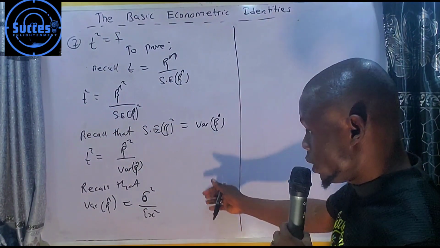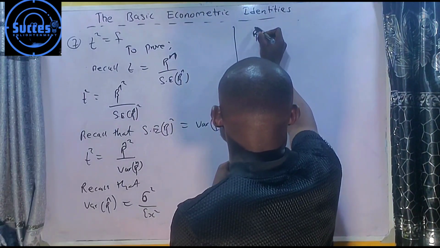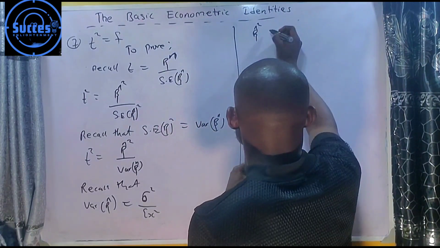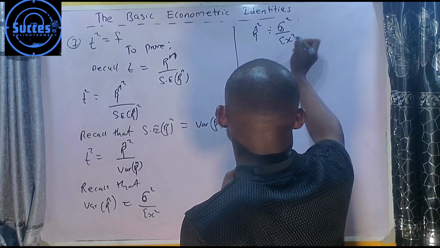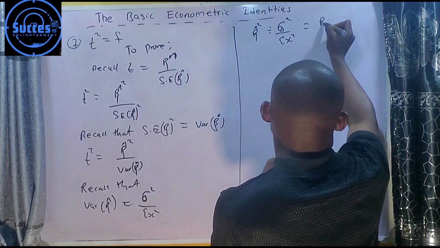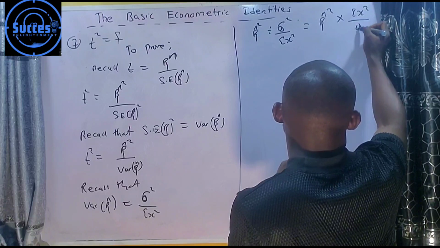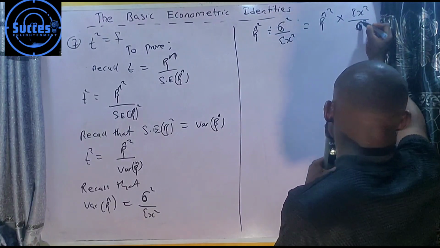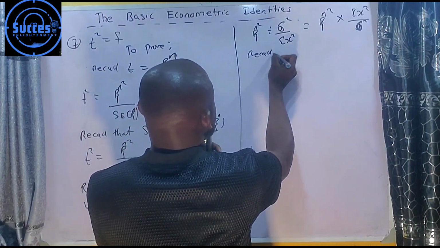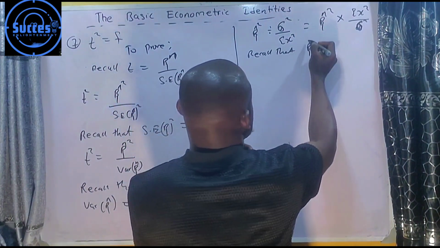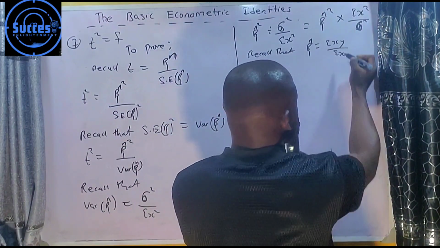So we have to substitute this in this. So therefore our beta cap square divided by sigma square all over summation x square is the same as beta cap square multiplied by summation x square all over sigma square. Now we have to recall what is our beta cap. Recall that our beta cap is the same thing as summation xy all over summation x square.